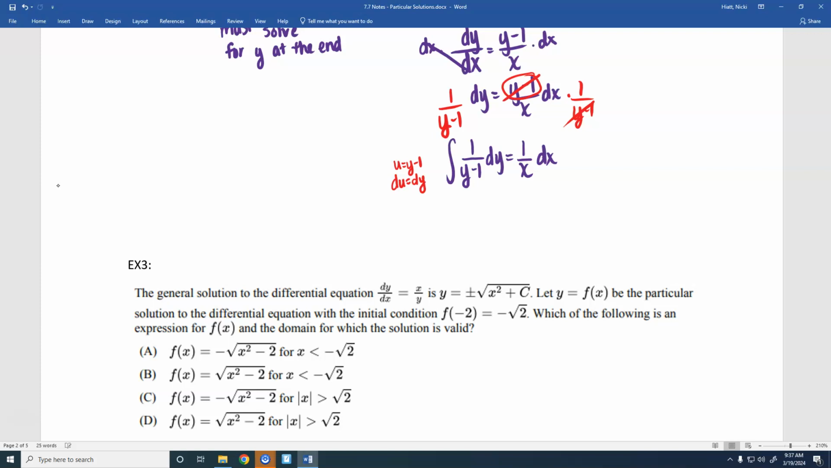So I'm going to integrate both sides. I'm going to get natural log of the absolute value of y minus 1. The reason I can do that without a u-du is because my du was dy, which was already there. I'm kind of doing that part in my head. And then this is natural log of the absolute value of x. And I'm going to put my plus c over here on this side.